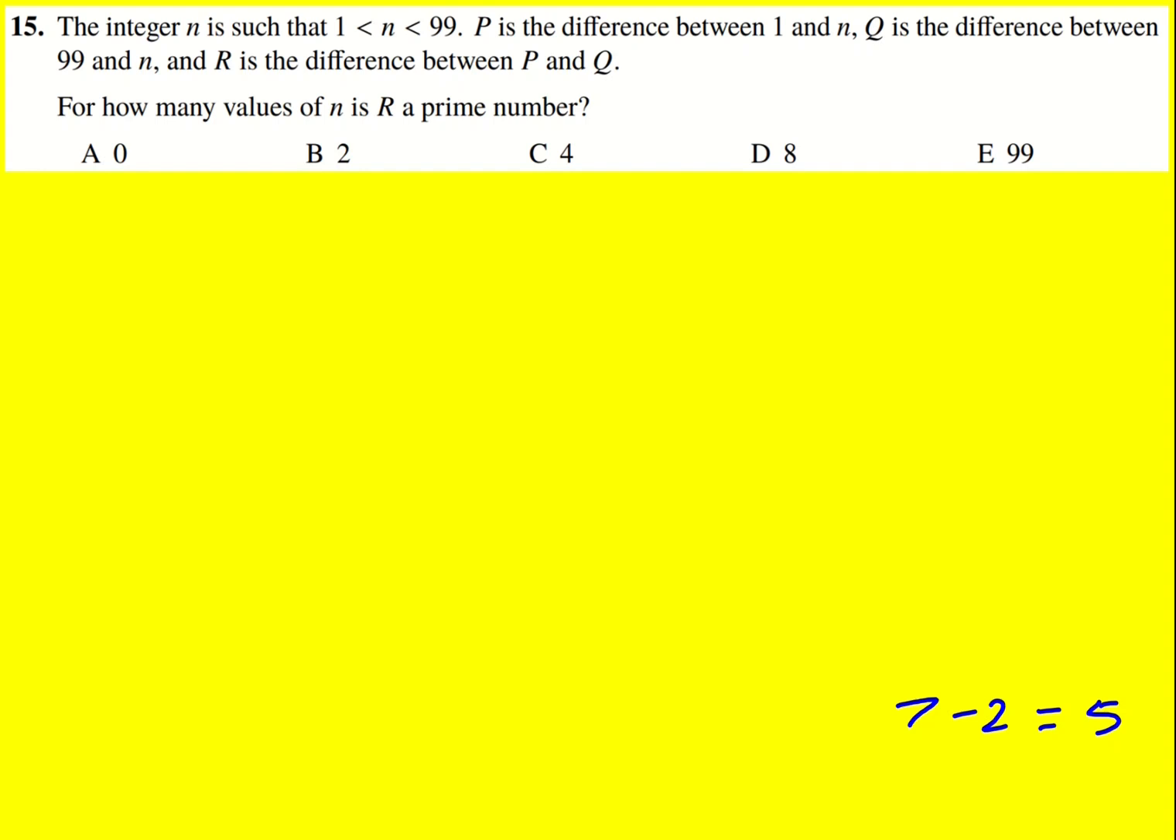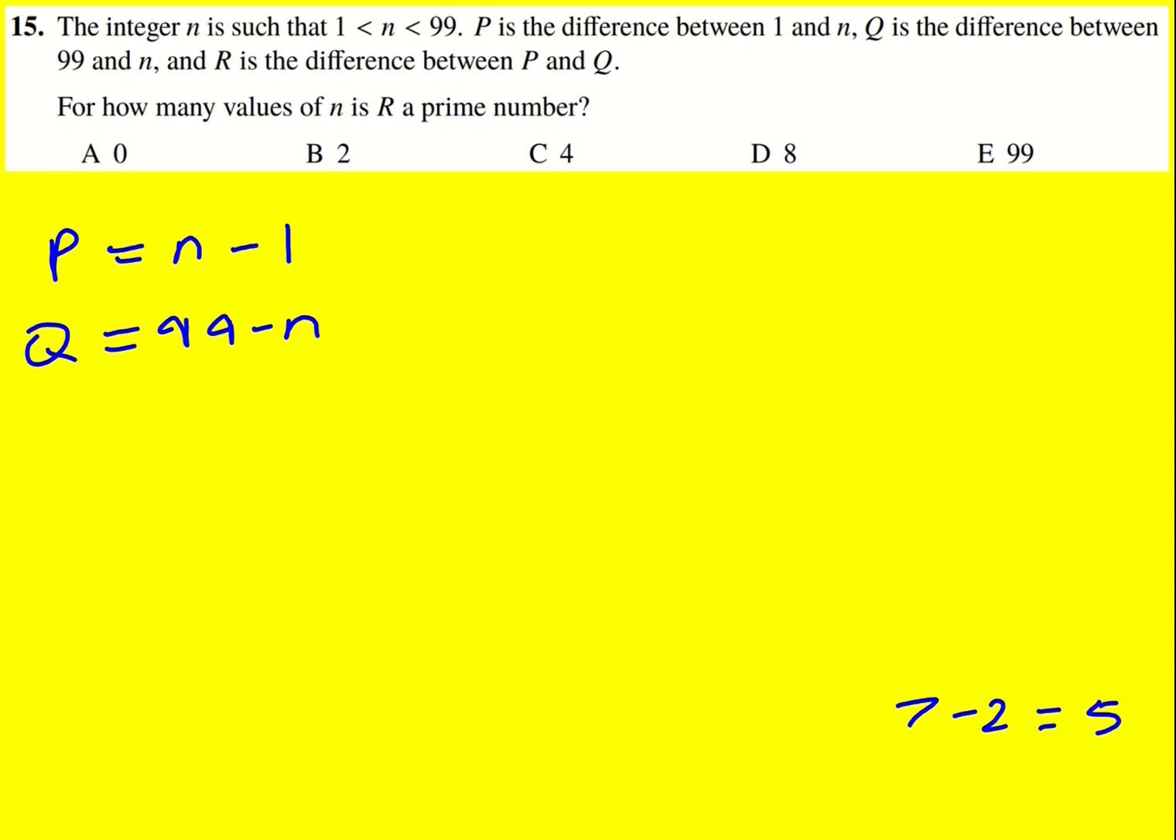So we've got that n is between 1 and 99, but not inclusive, and then p is the difference between 1 and n. Because n is between 1 and 99, it must be bigger than 1, and therefore p is going to equal n minus 1. Q is then the difference between 99 and n. Now, 99 is necessarily bigger than n, so that will be 99 minus n.